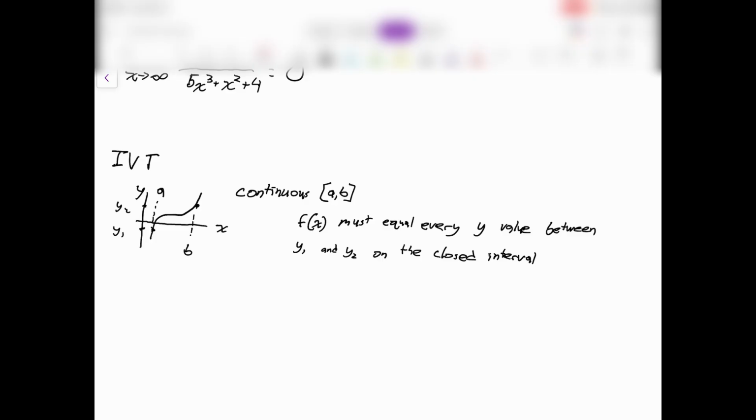Now we're going to look at the intermediate value theorem. This says that if you have a function that's continuous on the interval from a to b, there must be a value between this y1 and this y2. There must be a y value for every x value on that interval, in the closed interval.